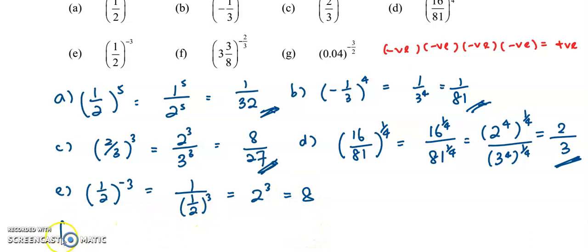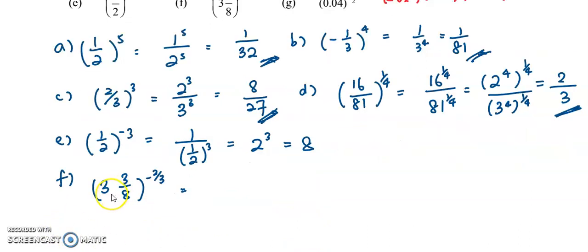Alright, and question F. We have 3 and 3 over 8 power of negative 2 over 3. So we just leave this first. I'm going to settle the number inside, change it into an improper fraction. How do you change to an improper fraction? You take the 3, multiply by 8, which is 24. 24 plus 3, you get 27 on top. And down here, maintain 8. And now you have 27 over 8 power of negative 2 over 3.